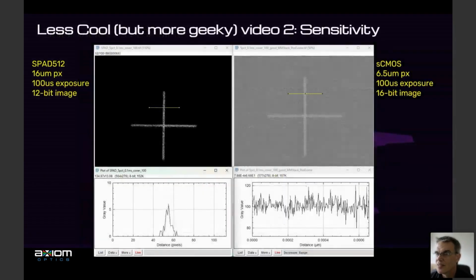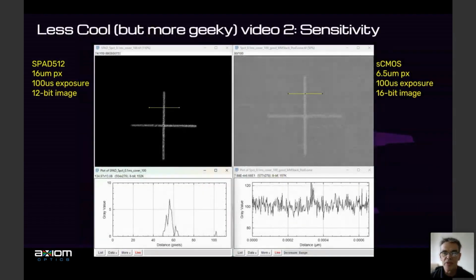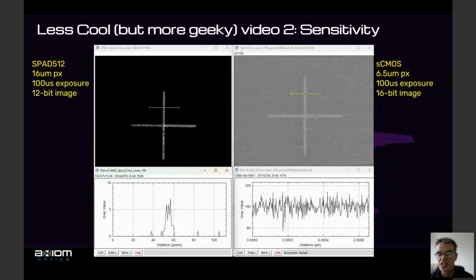The second thing that SPADs are really, really good at is sensitivity, really single photon sensitivity. I understand the topic of this webinar was SPAD as a replacement for EMCCD, PMT, and ICCD. Well, I didn't have any of those lying around the lab, but I did have a very good CMOS camera, so I did a quick comparison. This is a very low light condition, a 100 microsecond exposure, looking at an Argo light slide.